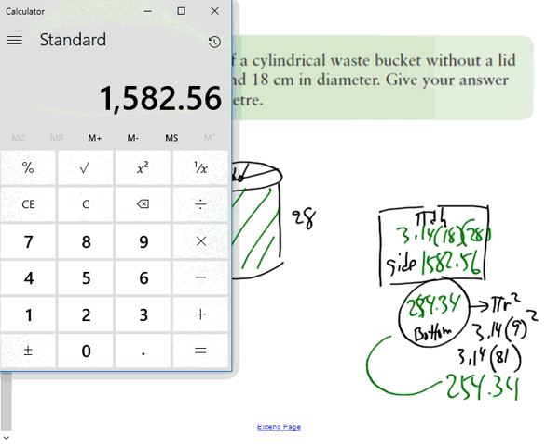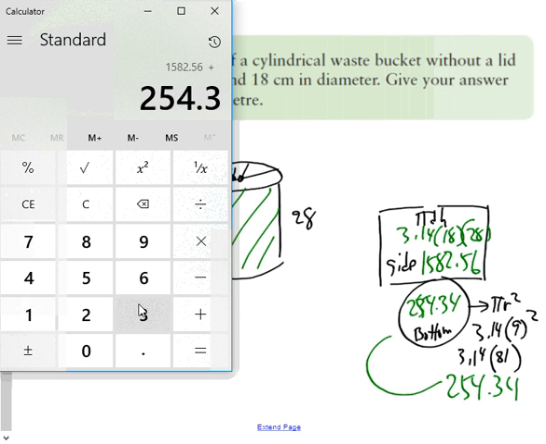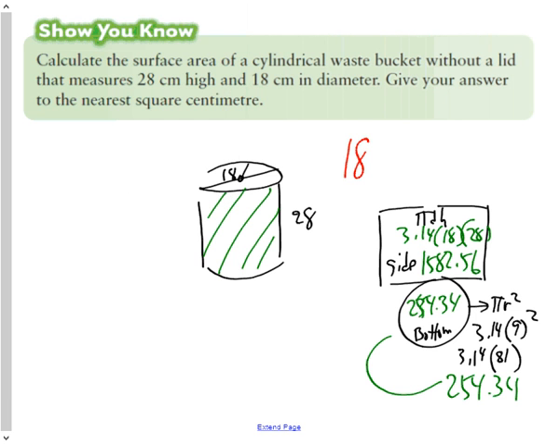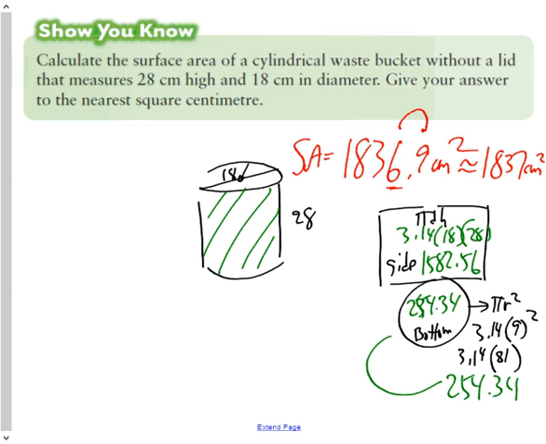So take that number and add it to the bottom of this monstrosity of a wastebasket. And your answer for the total surface area is 1836.9 centimeters squared. Oh, to the nearest square centimeter. Oops. Round to the nearest centimeter, so I have to round up, making that 1837.